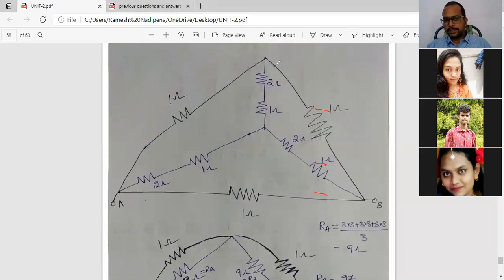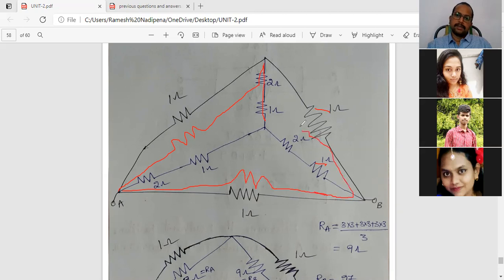Star to delta means this is a star connection, 3 ohm resistance. Now we need to convert star to delta. First we have to close these star branches by using one delta connected element. Next, close these star connected elements by using delta connected elements, similar to that, like this. Now for calculating this, for example, let us assume this as RA. That is our wish, RA or RB or RC, whatever it may be.